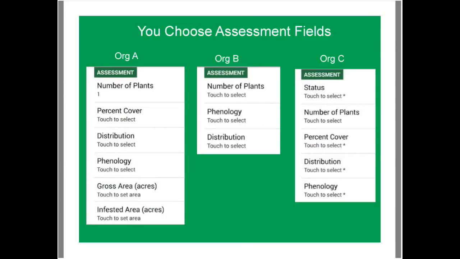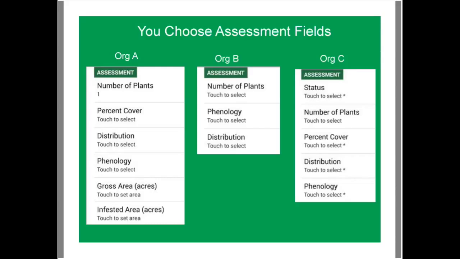You choose your assessment information. Now, this is designed for invasive plants. We're talking today about invasive plants. You don't have to use this app or this tool for invasive plants only, but Organization A needs to know the number of plants in, for instance, their polygon, percent cover, what the distribution is, the phenology of the plant, the growth area, and the infested area. Organization B needs more simple data collection, just number of plants, phenology, and distribution.